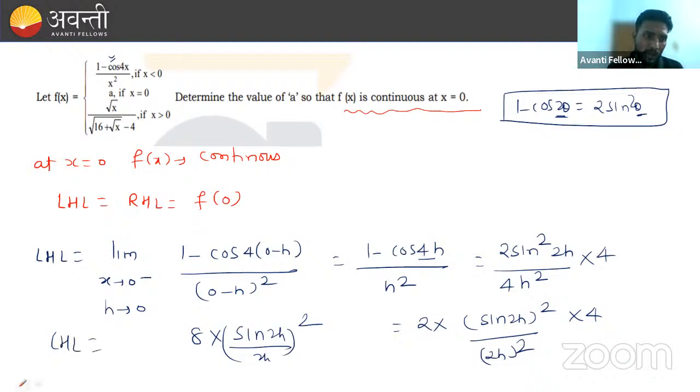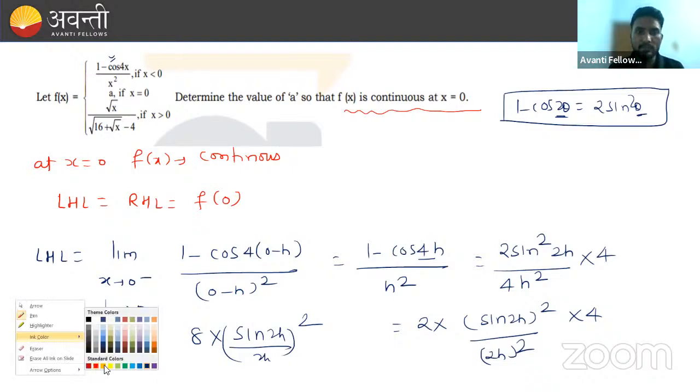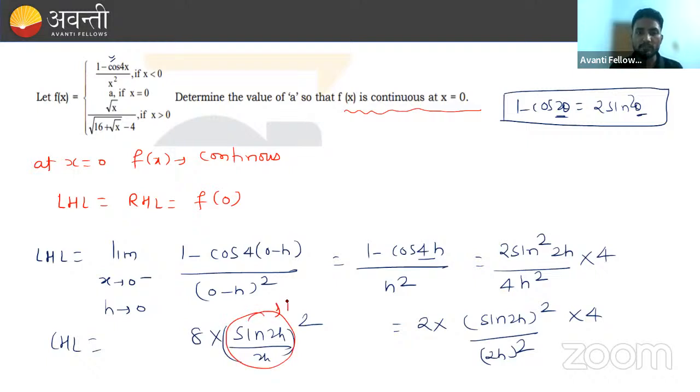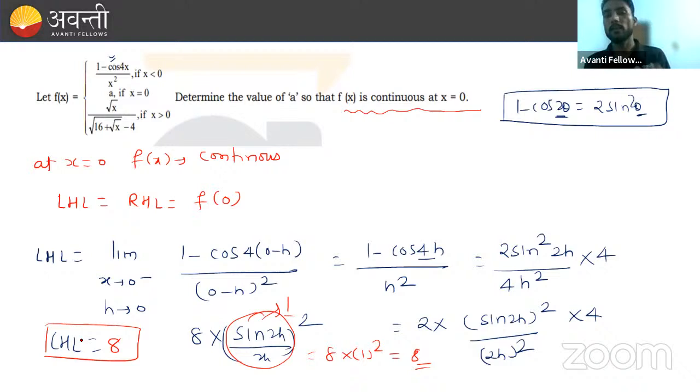Okay, so now here you can see this value is what? It is 1. So it is 8 into 1 whole square, so it is 8 only. So LHL we have got as 8. Okay, no problem. This is a simple limit that we have used. We have simply put 0 minus h, and after that we have got this one where limit h tending to 0, and then we use the limit.